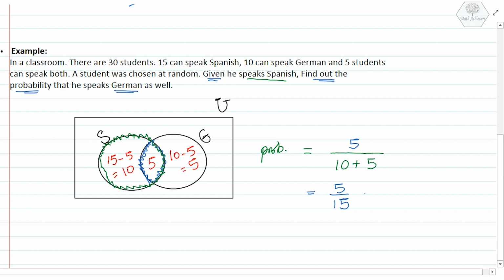I hope it's clear. Always when I want to find conditional probability, I form a new sample space, and from that new sample space, I find the value I want and I divide it by the new sample space.